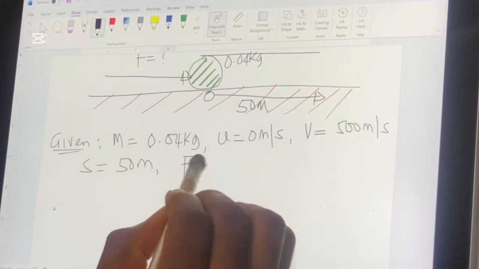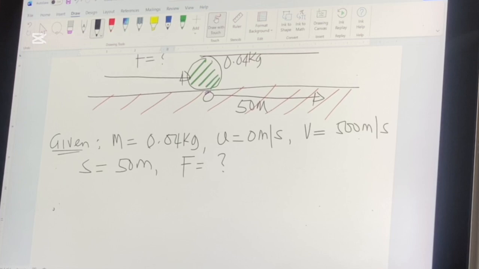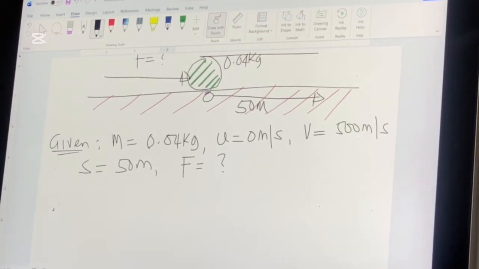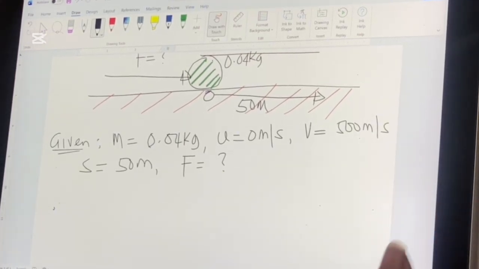Now we're asked to find force. Please take note. Okay, class, if you look into this question, it's relating mass and force. Any question that relates mass and force must be Newton's second law of motion. Please take note. Remember, what causes motion is force and mass.